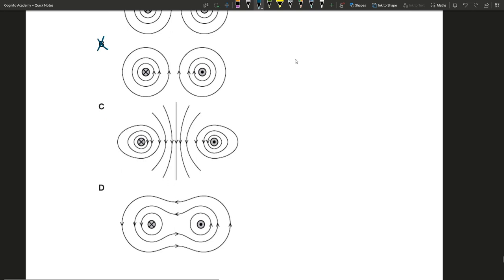D, on the other hand, has the induced magnetic field direction wrong for this wire. If you put your thumb into the plane of the paper, you realize that your fingers are curling clockwise, but here it is curling anti-clockwise, so D is wrong. So the answer is C. And that concludes paper 1.